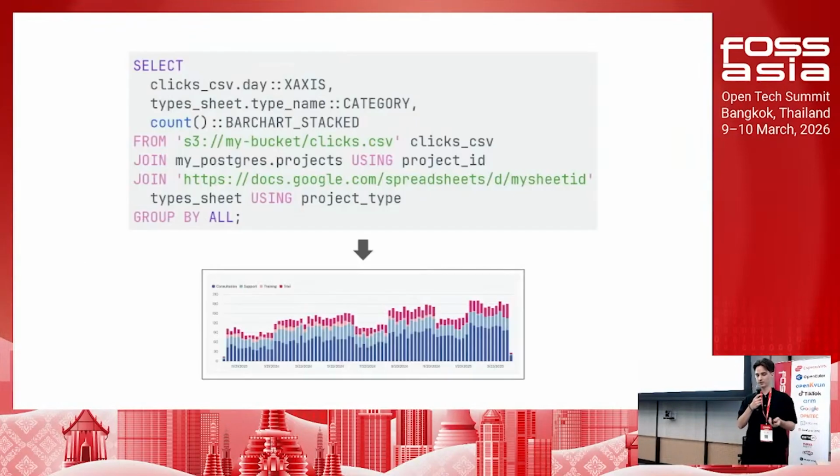We can put these things together, and then our code can look something like this, where we have a single select statement where we select from a bunch of different data sources. So here, S3, Postgres, a Google Sheet, we join them together, and we turn the whole thing into a chart right away. So these are basically all the pieces we need to build a dashboard.